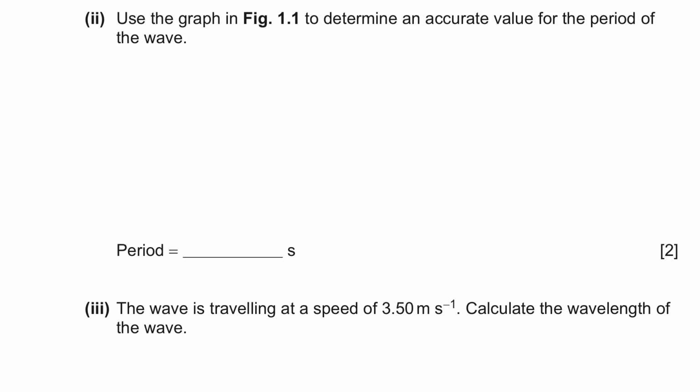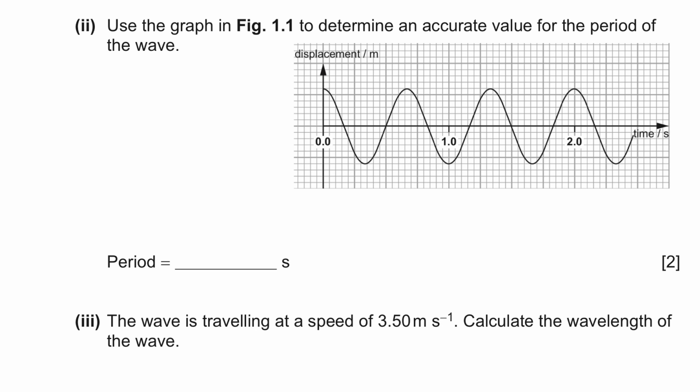Part 2 then, use the graph in figure 1.1 to determine an accurate value for the period of the wave, and they have said accurate value. So let's bring that graph back. Okay, so you can see we start at a peak here, then that's 1 wave, 2 waves, and 3 waves by the time we get to 2 seconds. So that's quite good. We've got 1, 2, 3 waves and a time of 2 seconds.